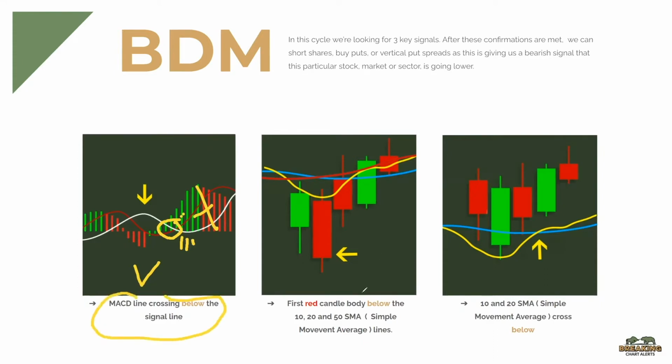Number two, the first red candle body below the 10, 20, and 50 simple moving average. That's check number two. Third one, 10, 20 simple moving average cross. And this is where she made the mistake as well. This should be below, but I'm going to go over the live examples with you guys in a sec.